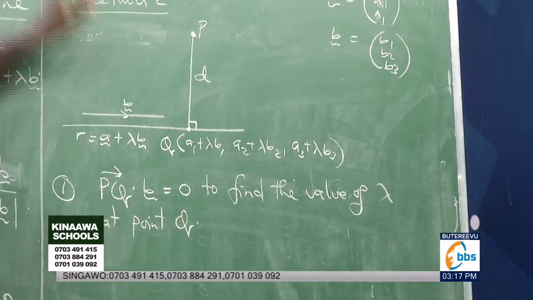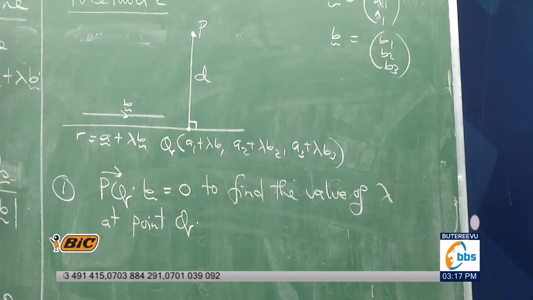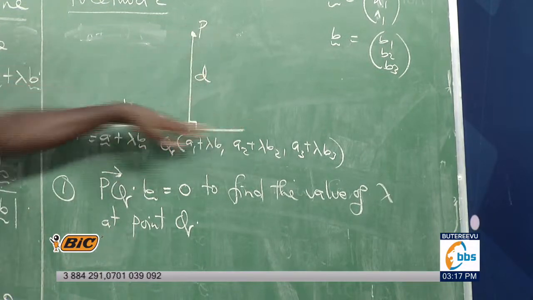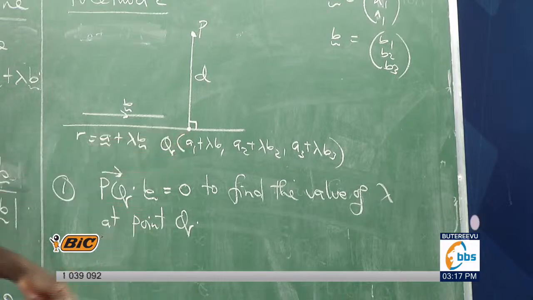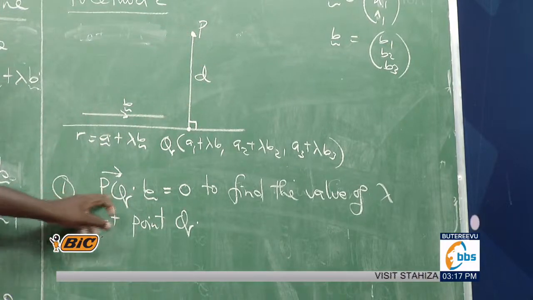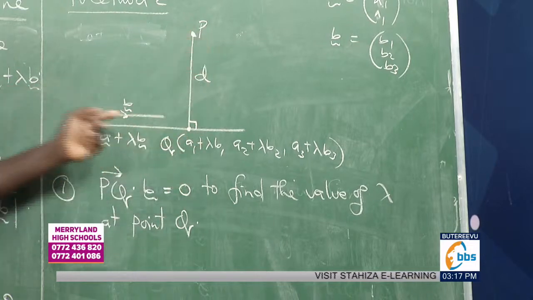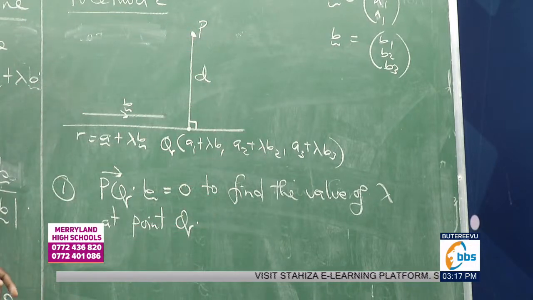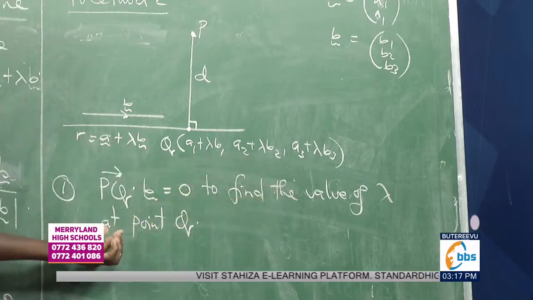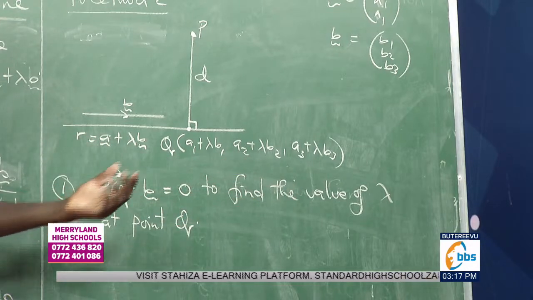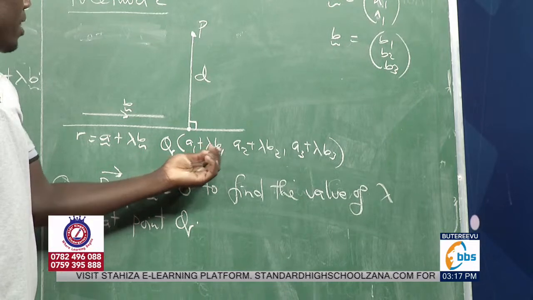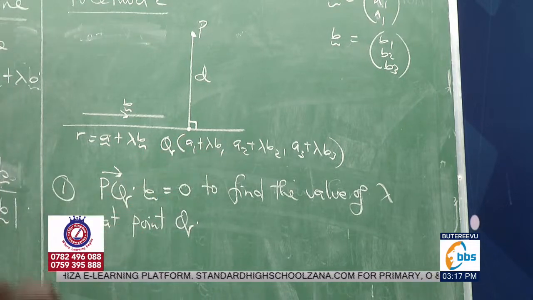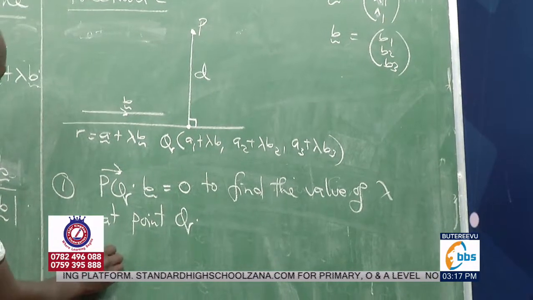Remember, we are saying Q is the projection of the point P in the line, or it is the foot of the perpendicular dropped from the point P to the line. So we use PQ dot B because this vector is perpendicular to the direction of the line. So find the value of lambda at point Q. Now once you know the value of lambda at point Q, remember these are known, then you have the point Q, and therefore our distance d.